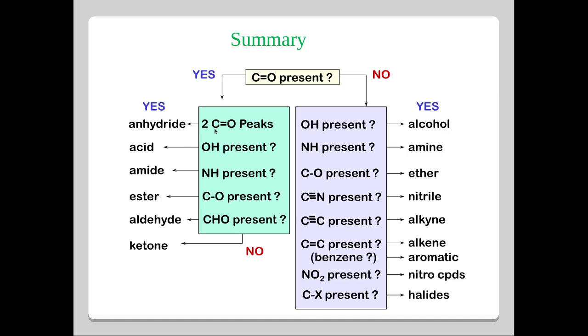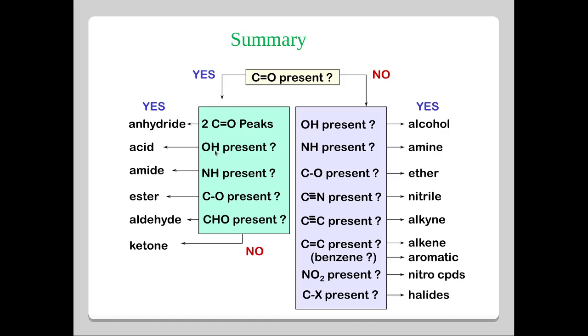If there are not two bands but only one band, then there is one carbonyl functional group. What you do is confirm whether there is the OH band, which we have already looked at in the spectrum in the beginning. If there is a band for OH as well as a band for the carbonyl group, then we have a carboxylic acid.